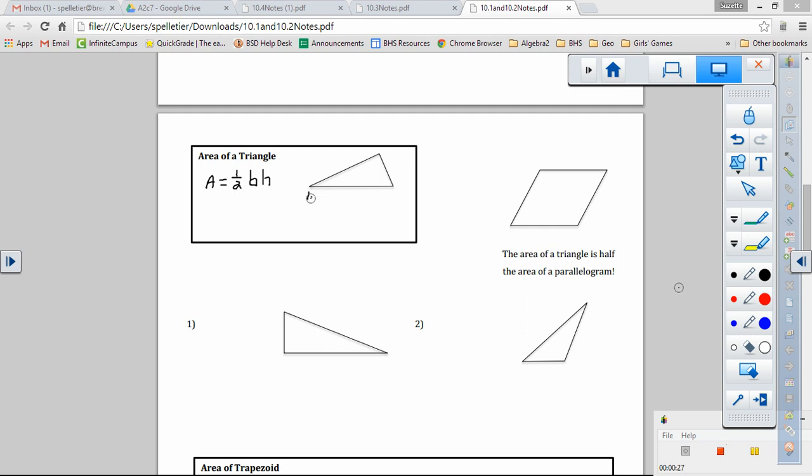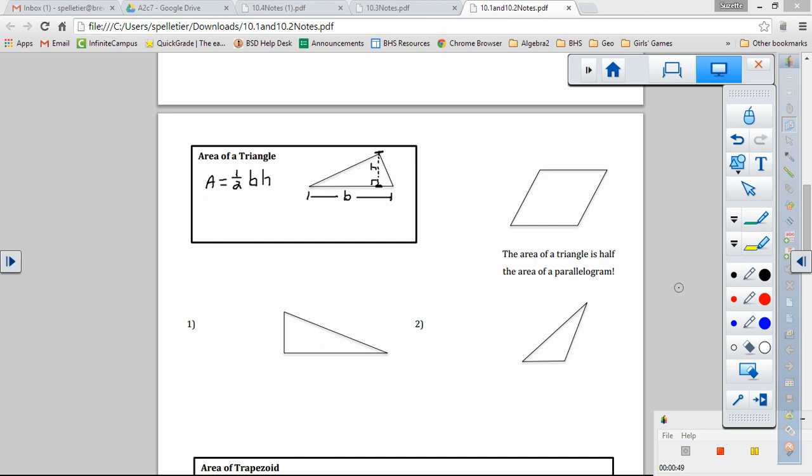This being the base. And again, the height is the shortest distance from the top of the figure to the bottom of the figure, forming a right angle between that top and that bottom. So there's your height of your triangle. 1/2 base times height, though. So why is it 1/2 base times height?